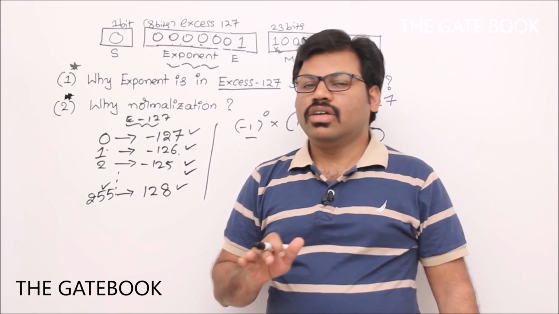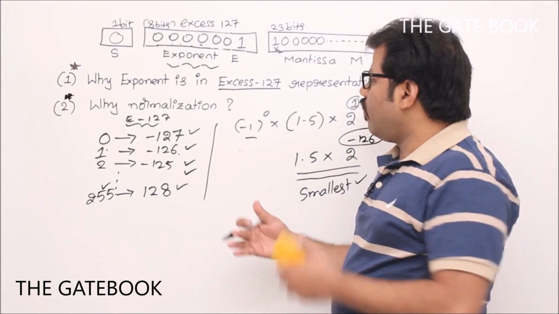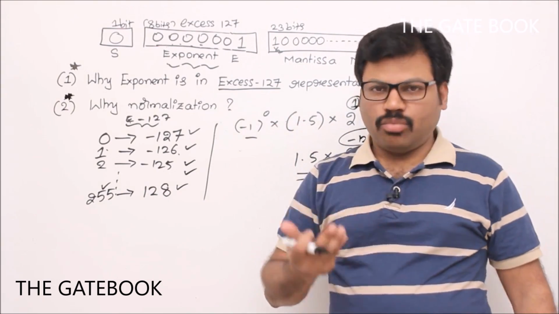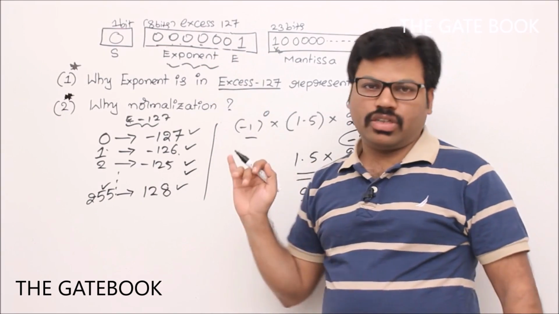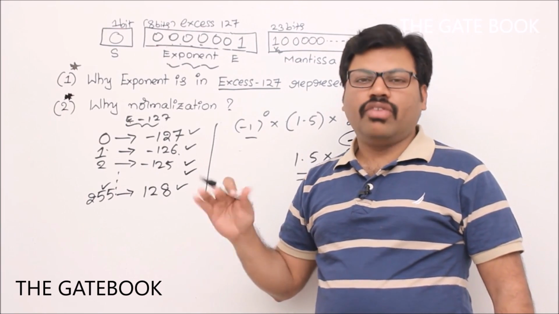Remember it, okay? I will elaborate these details a little bit more after some point of time. At this moment, remember it. So we use excess 127 representation. I will repeat it whenever time permits.